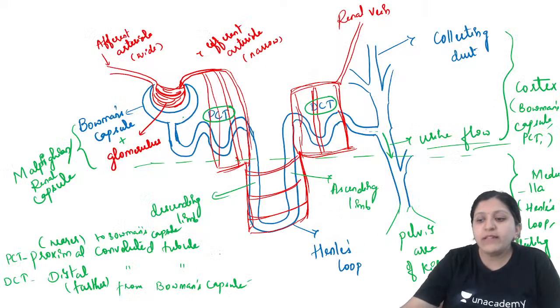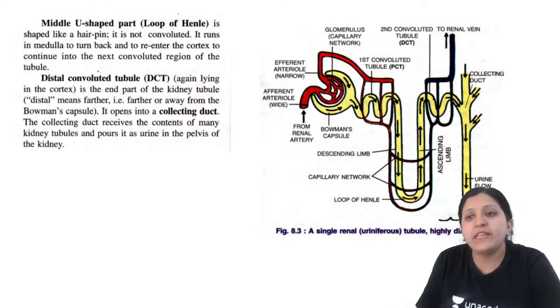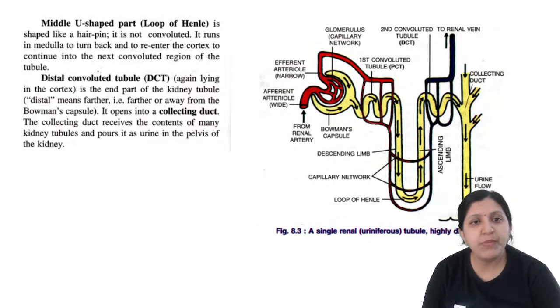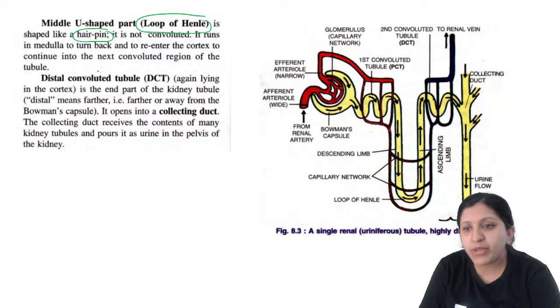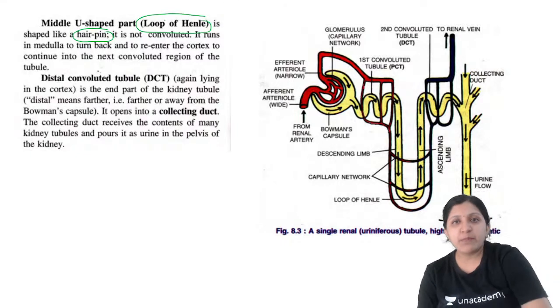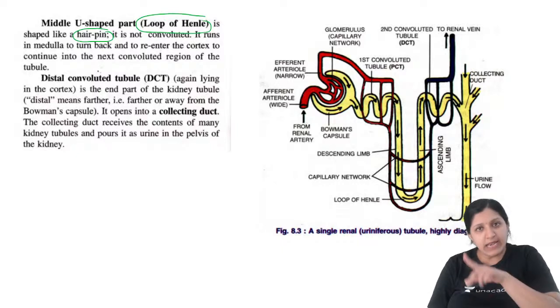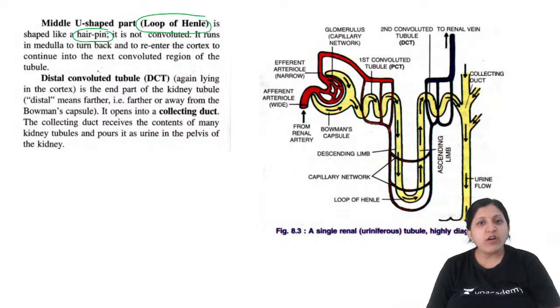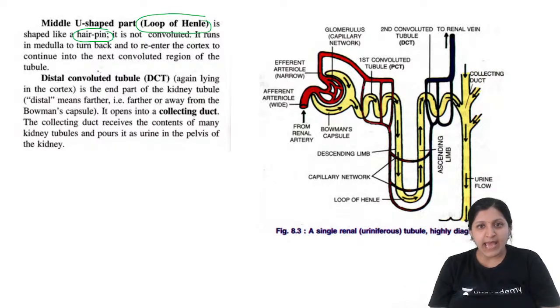Then there is the other one, the middle U-shaped part you can find here, which we call the loop of Henle. It is shaped like a hairpin, like a hairpin bend or hairpin curve when you drive in such cars. So it is basically like this. It is not convoluted, there are not many folds as such.